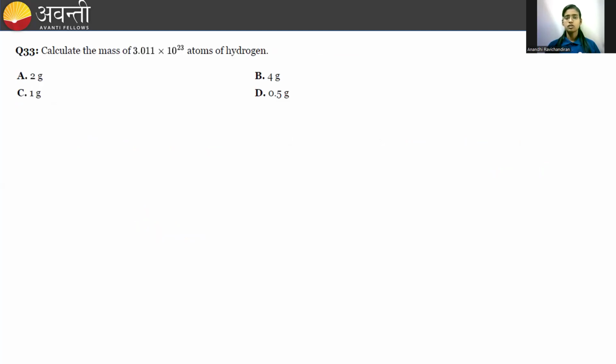Then coming to the next question, which is question number 33 of your question paper. Calculate the mass of 3.011 into 10 to the power 23 atoms of hydrogen. Okay. So we are asked to find out the mass of the given atoms of hydrogen. We know that 6.022 into 10 to the power 23 atoms of hydrogen weigh 1 gram, right? So Avogadro number of atoms weigh 1 gram.